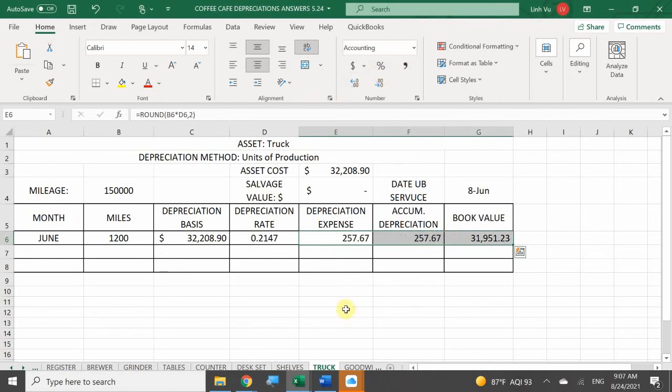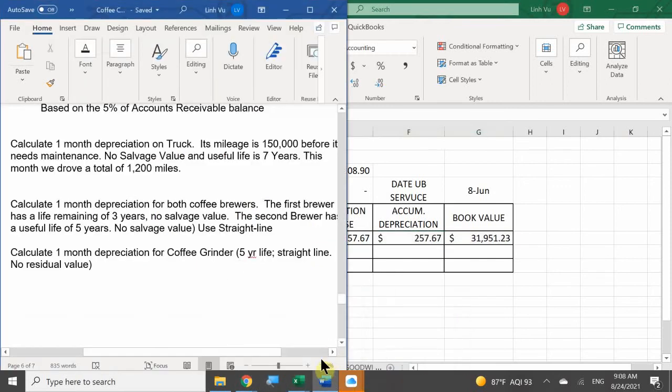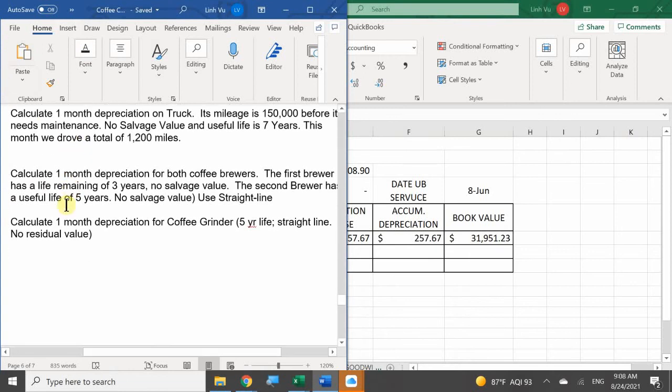Now, what I'm going to have you guys do here is, since they're all going to go to the depreciation expense account anyway, just go ahead and complete all the depreciations. And then when we journalize it, we'll journalize them as one whole entire lump sum. So that was the depreciation for the truck. Let's see what happened next. Now it says calculate 1 month depreciation for both coffee brewers.